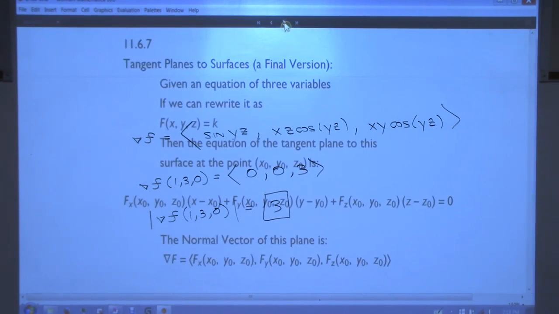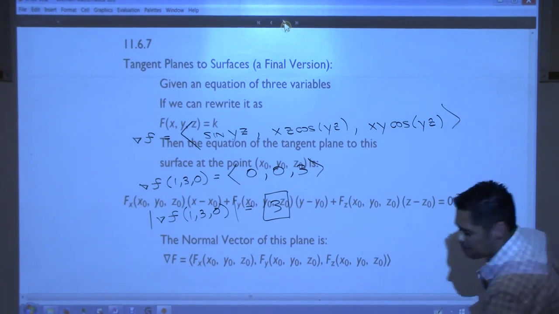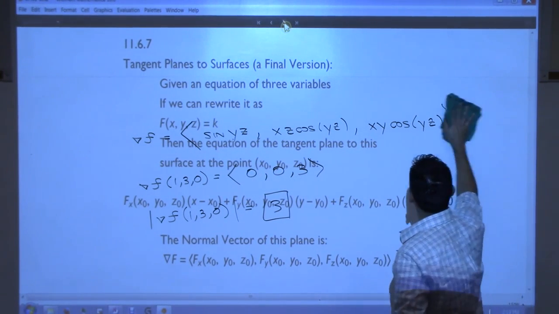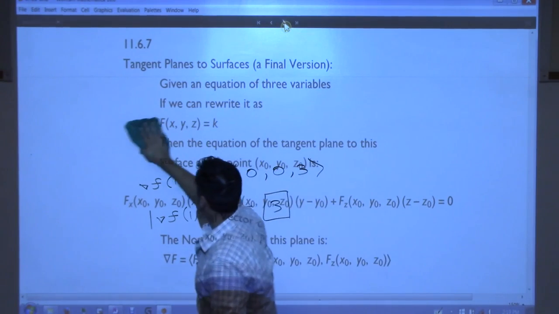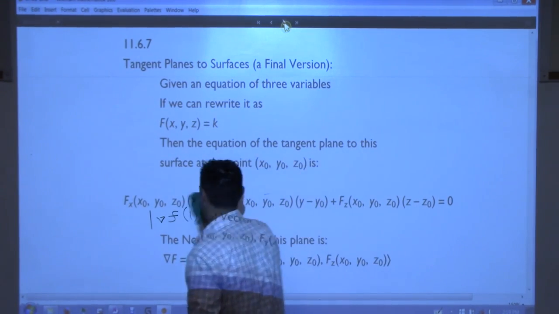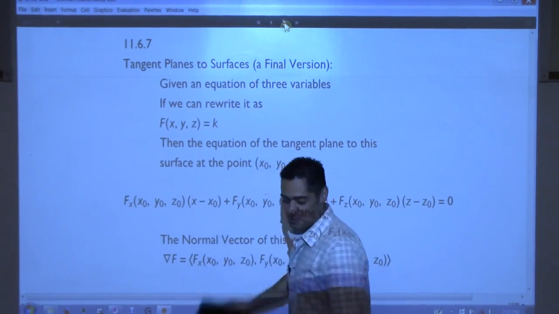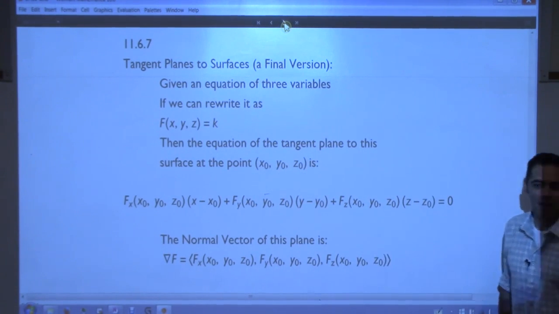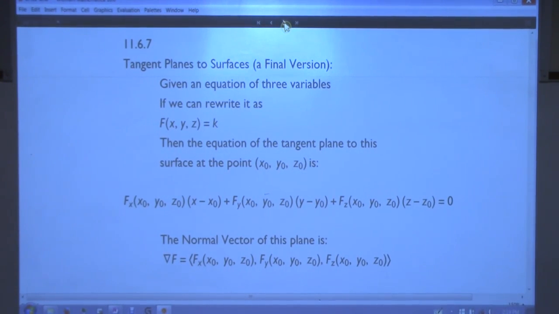All right, so tangent planes to surfaces. This is the last part of this section. So we already know, we've been exposed to the concept of the tangent plane. We did this, right? And the idea was this, I'll remind you since it's been a while.